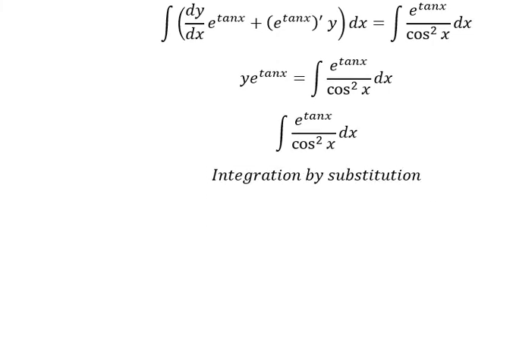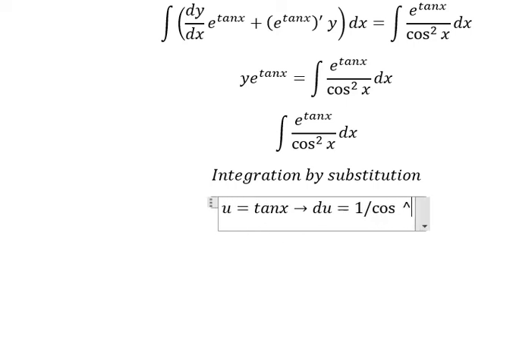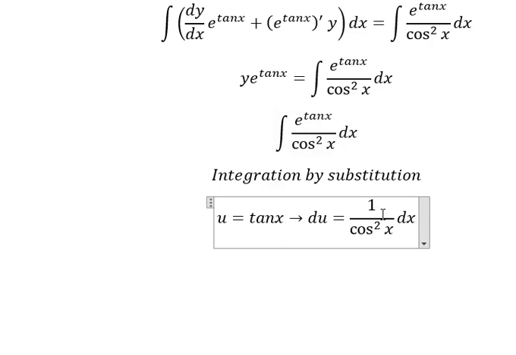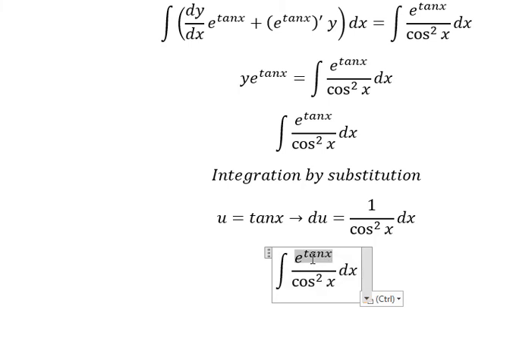So I will put u equals tan s. Later, we take the first derivative for both sides. And we got like this. So tan s we change to u. ds over cosine s squared we change to du.